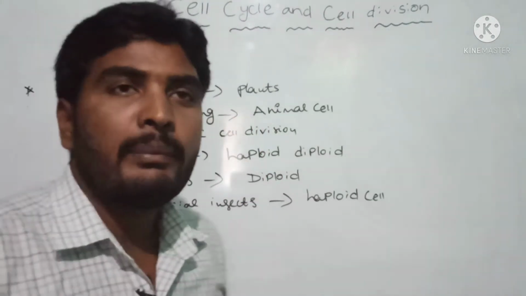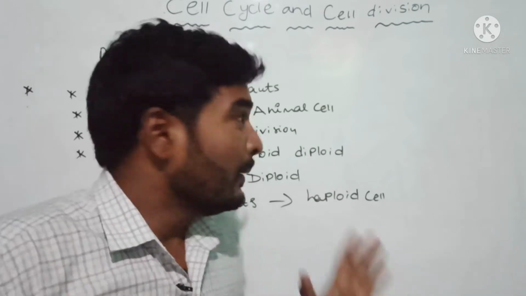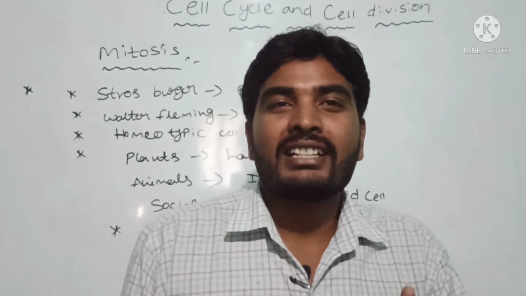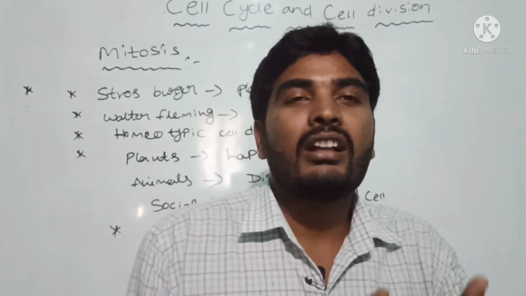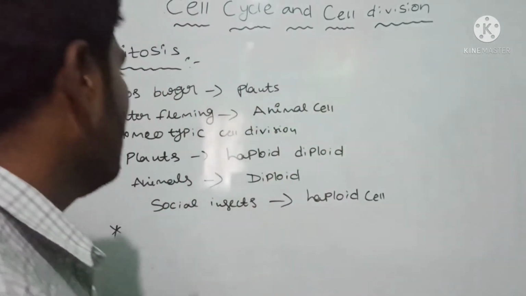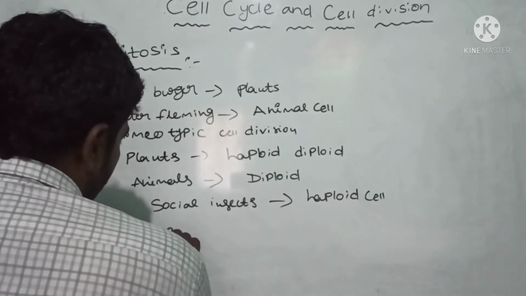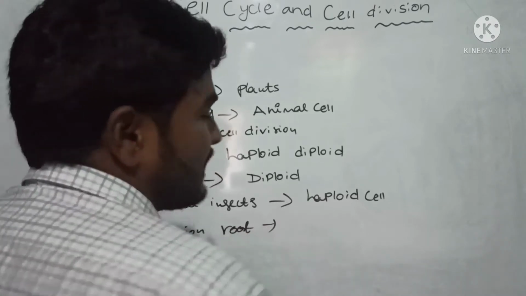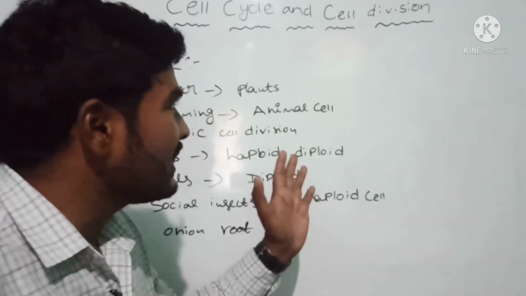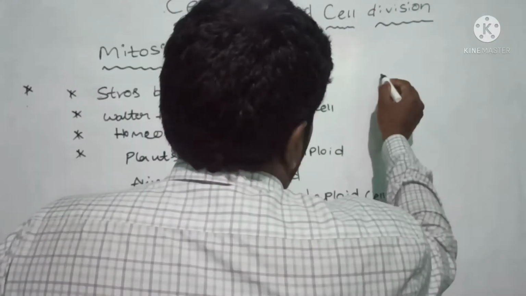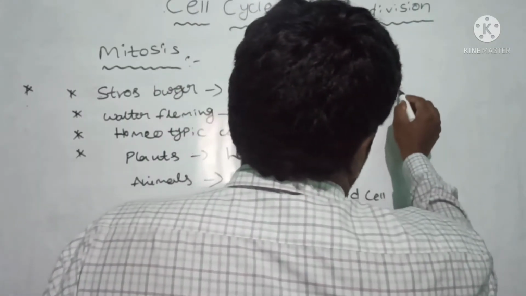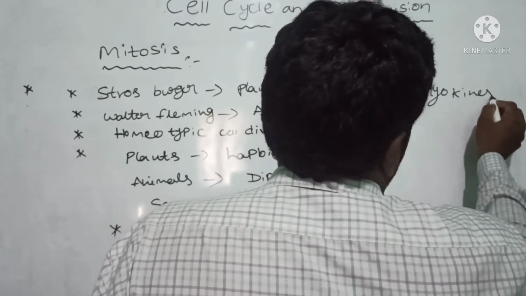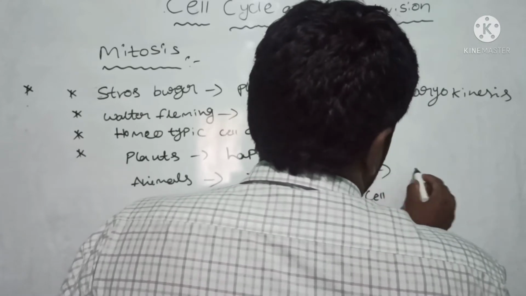What is the experimental material for identification of mitotic cell division? The onion root tip is the best experimental material for identification of the stages. Cell division starts with karyokinesis and ends with cytokinesis.